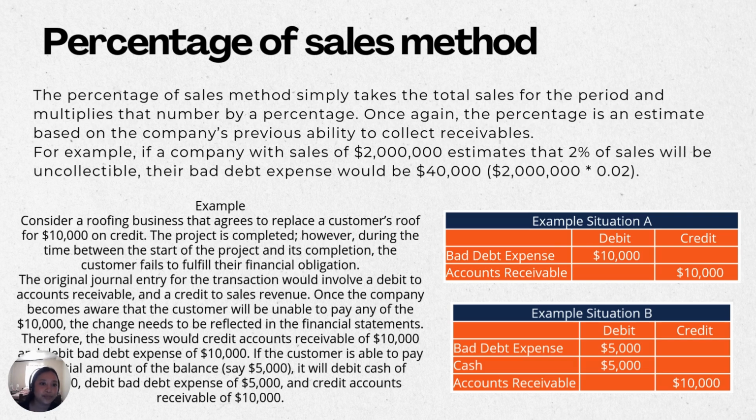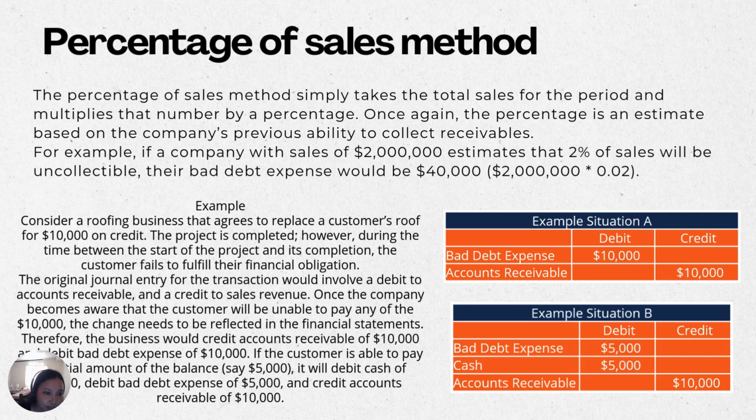Here is another example for the percentage of sales method. Consider a roofing business that agrees to replace a customer's roof for $10,000 on credit. The project is completed. However, during the time between the start of the project and its completion, the customer fails to fulfill their financial obligation. In this first situation, the journal entry would be: debit bad debts expense for $10,000 and credit accounts receivable for $10,000.